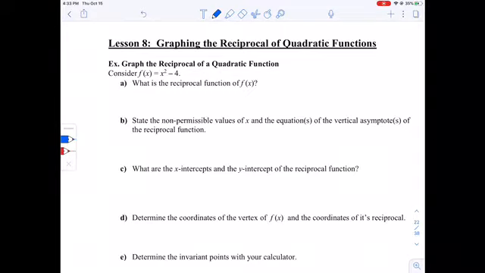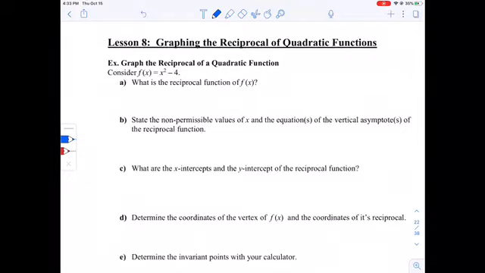Okay, so for this next lesson, lesson 8, we want to look at graphing the reciprocal of quadratic functions, which really is very similar to the linear functions. We're just looking at an original function that is a quadratic instead of a linear. But all of the same rules will apply.